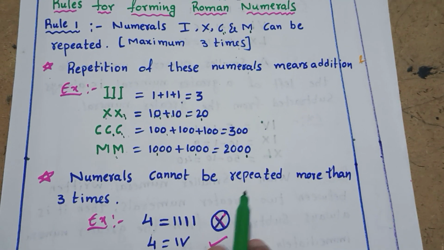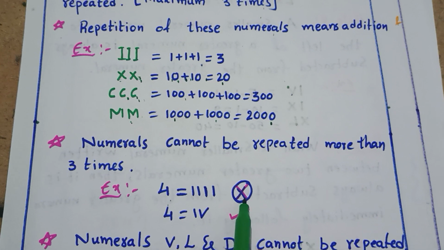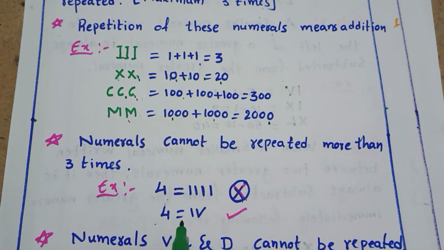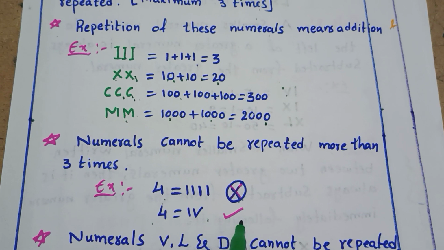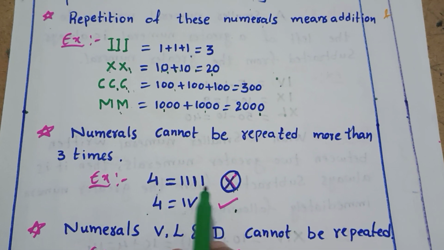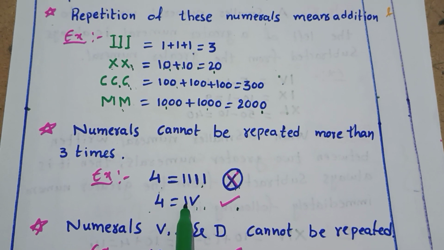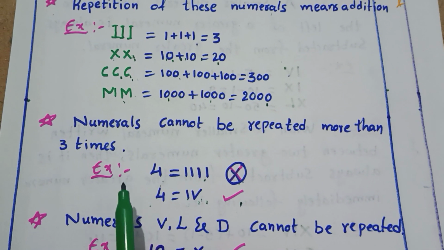It cannot be repeated more than 3 times, so it is wrong. We cannot write like this. We can write 4 as IV only. This is correct. Don't write 4 like that; 4 can be written as IV only.